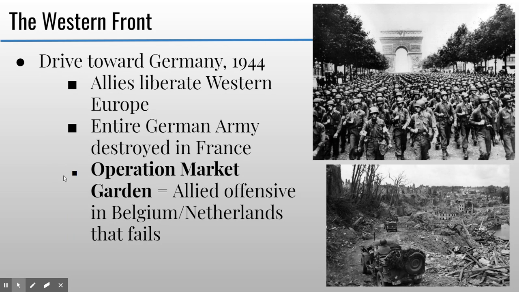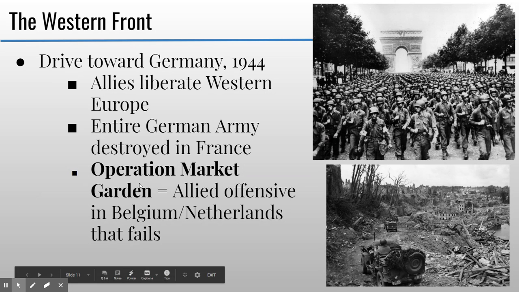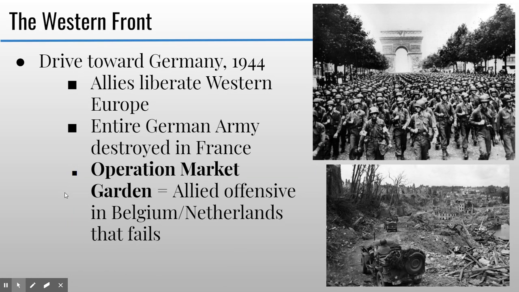And then the Allies try what's called Operation Market Garden. This is an offensive where they drop a bunch of paratroopers into Belgium and the Netherlands and try and quickly take those areas so that they can cross into Germany, invade Germany quickly, and try and end the war by Christmas in 1944. Operation Market Garden is a huge failure, and the Allies are actually defeated and pushed back a little bit, and Germany obviously is able to continue the fight into 1945.